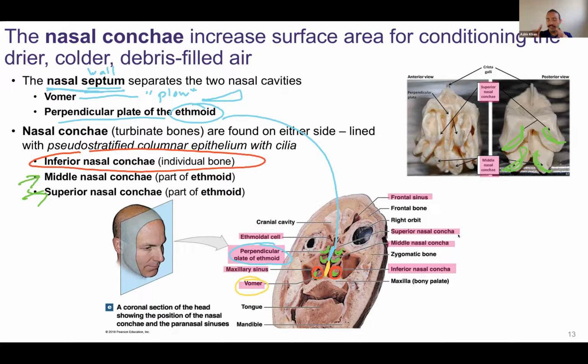So 3 bones, but these 3 features make up what are called turbinates. Turbinates are these curvatures lined with mucous membrane, specifically with pseudostratified columnar epithelium with cilia. Remember that epithelium type? It's there to help catch any particles in its mucus and sweep it out. It's what helps you form your boogers. Boogers are a good thing. You're getting rid of stuff that shouldn't go deeper into your respiratory tract.